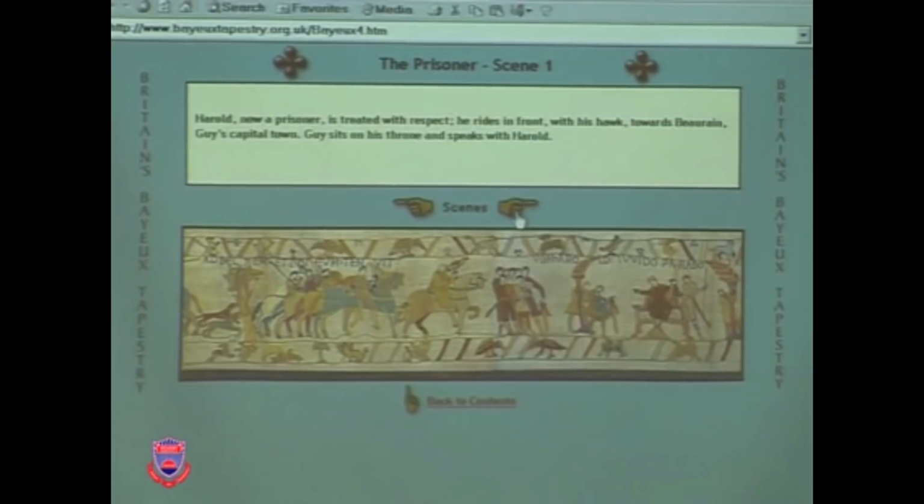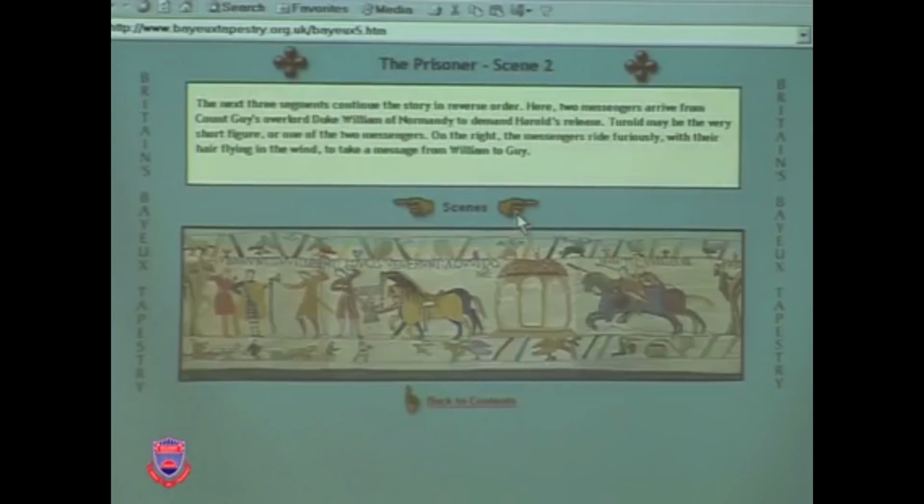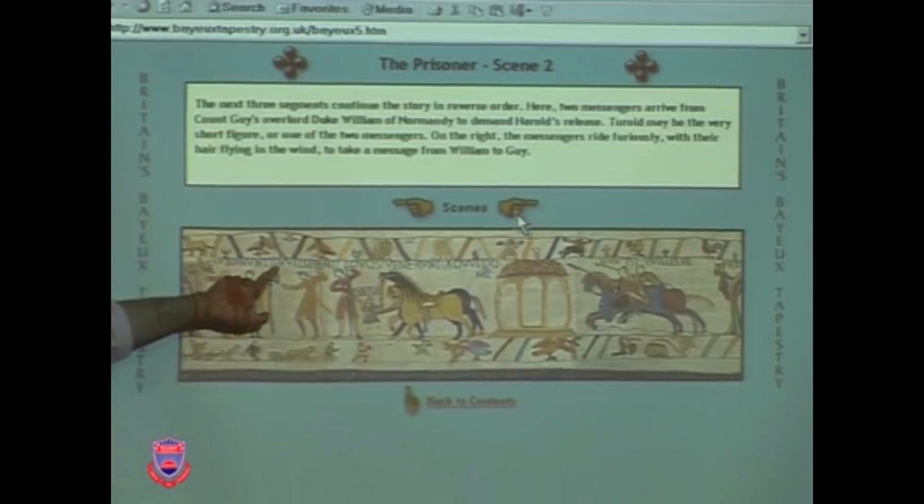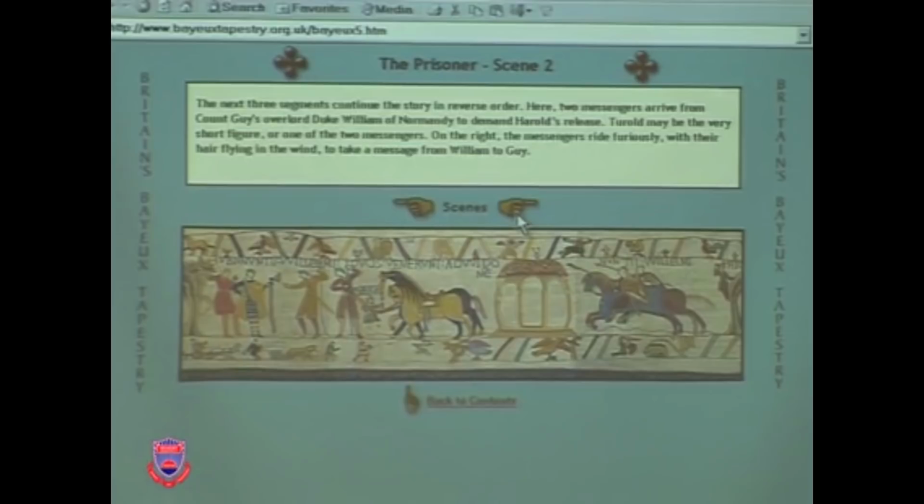Now he's being taken to Guy's main town, and then meanwhile some nuntii, messengers or announcers of Duke William, come to Guy. They must have heard something about the arrival of Harold. So William is sending his guys to intervene and have Harold freed. So we're showing how something nasty happens to Harold, but William's the good guy. He gets him free. Sort of subtle propaganda going on there. Or perhaps not so subtle.